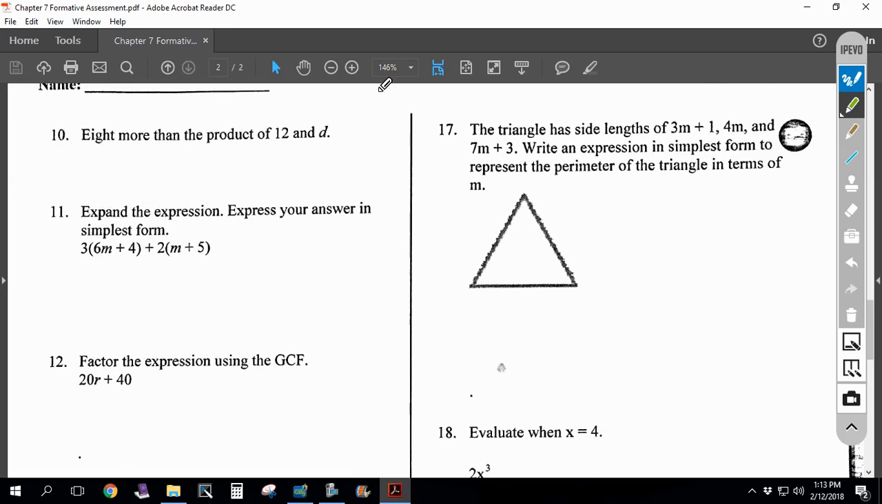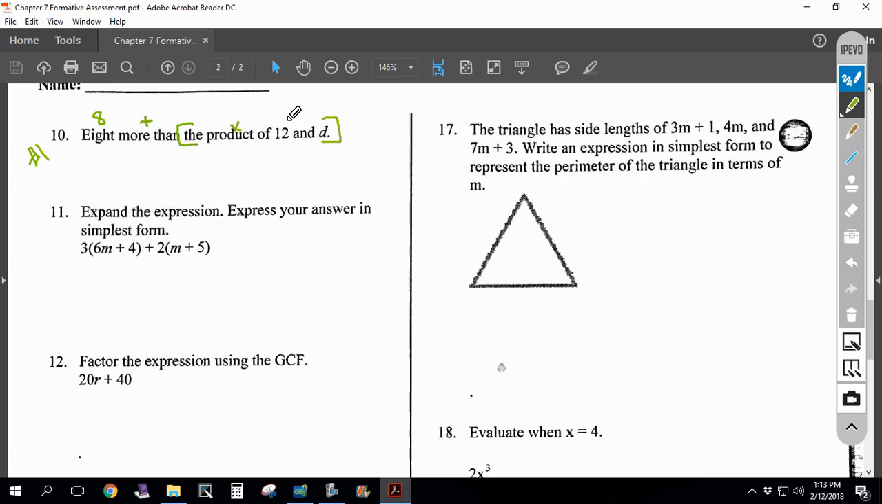All right. This is also learning target number 1. It says 8 more than the product of 12 and D. So when I see more than, I know that means add. I know that 8 here, that's the number 8. And then I see the product of 12 and D. Remember, I'm not going to accept 8 or 12 dot D or 12 x D. I'm not going to do that.